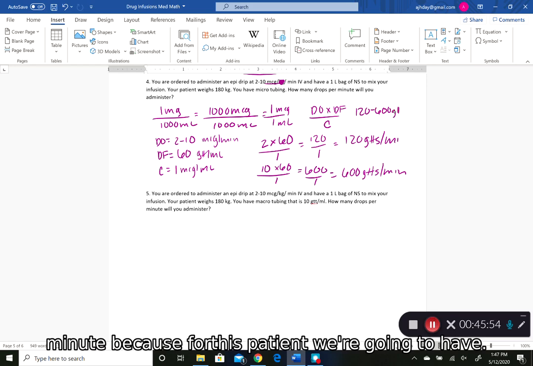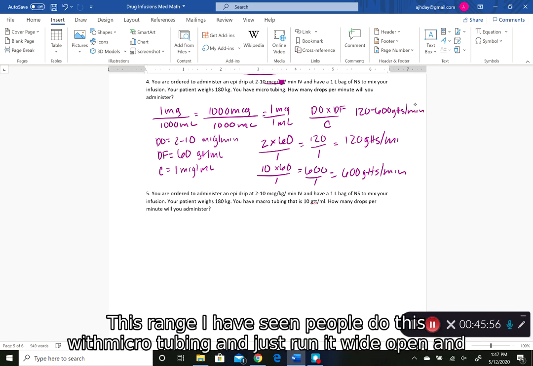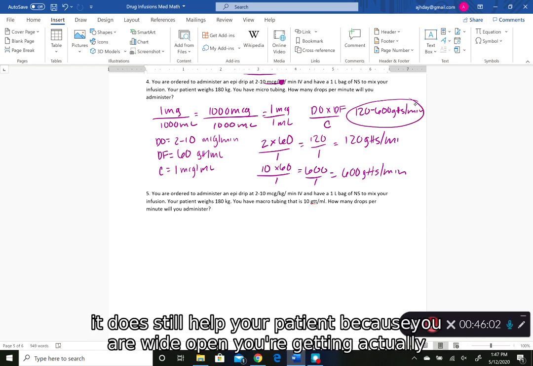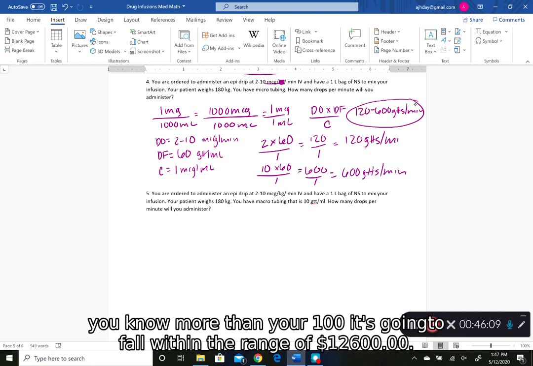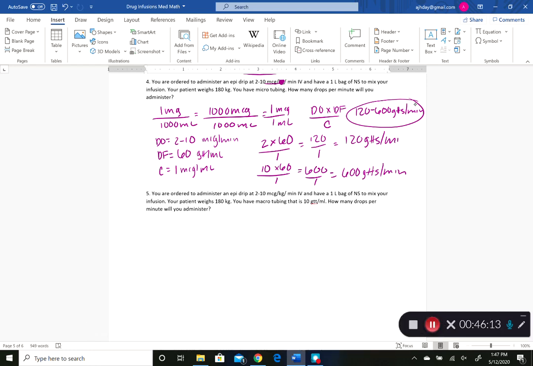Because for this patient, we're going to have this range. I have seen people do this with microtubing and just run it wide open, and it does still help your patient because you are wide open. You're getting actually more than your 120, it's going to fall within that range of 120 to 600.